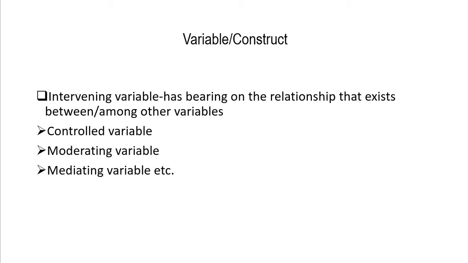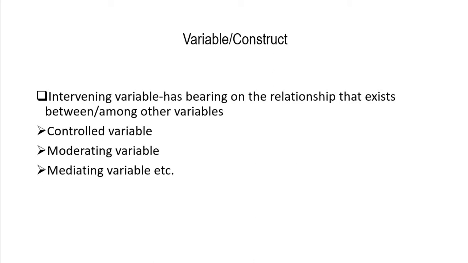The first intervening variable is what we call the controlled variable. The second one is the moderating variable, and the third is the mediating variable. So let's look at what we mean by controlled variable. Under certain circumstances, the true nature of the relationship that exists between certain variables may not be known if we don't factor in other variables.